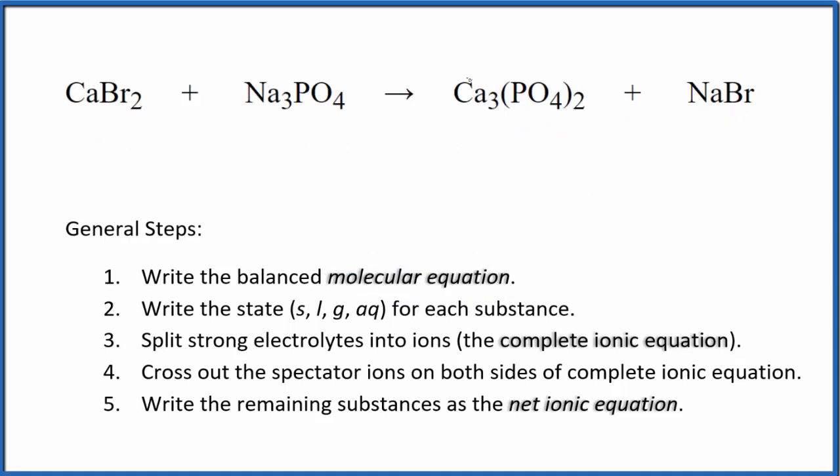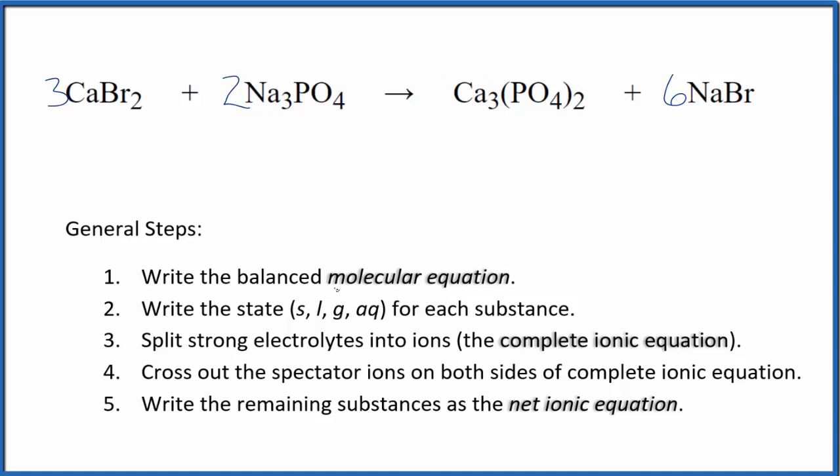I think I'll balance the phosphates first. I have one here, and then I have two here. So two phosphates, that means I'll put a 2 in front of the sodium phosphate. Those are balanced. Now I have 2 times 3, 6 sodium atoms. Put a 6 here. Gives me 6 sodium atoms, but I have 6 bromine atoms. So I'll put a 3 here. Those are balanced. 3 calciums, and I have 3 calciums here. This is the balanced molecular equation.